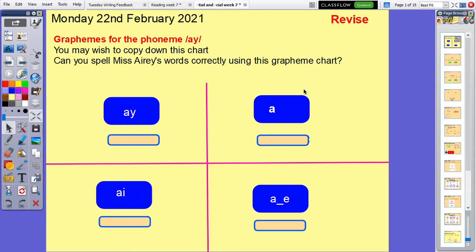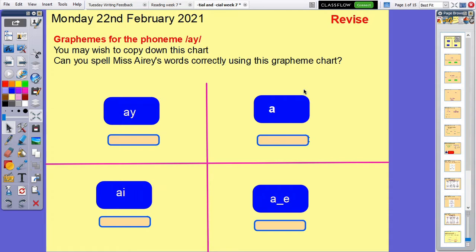So the first word is arrangement. I had an arrangement to meet Mrs. Pratt. Arrangement. So just write that one down. Link it to the correct grapheme.